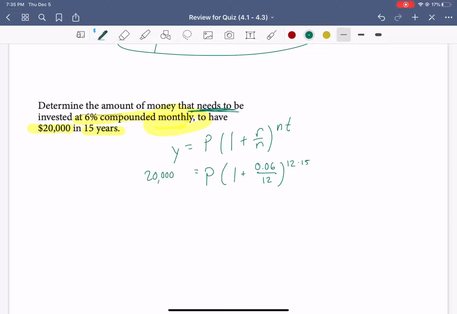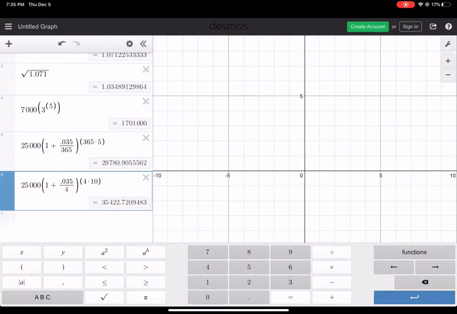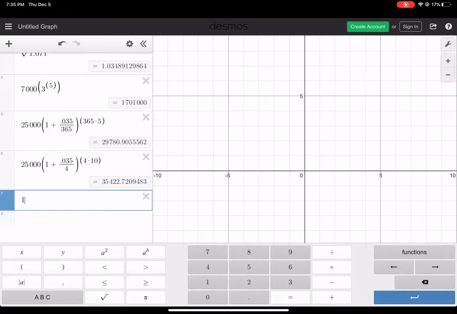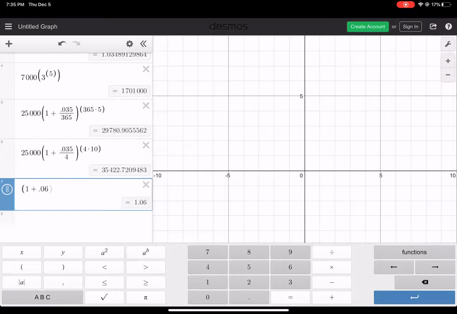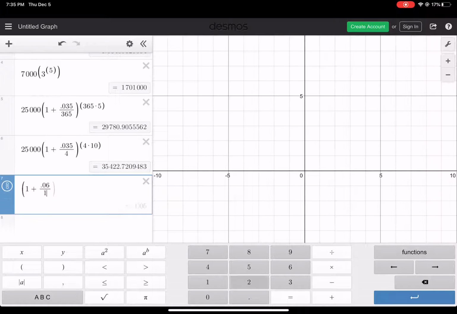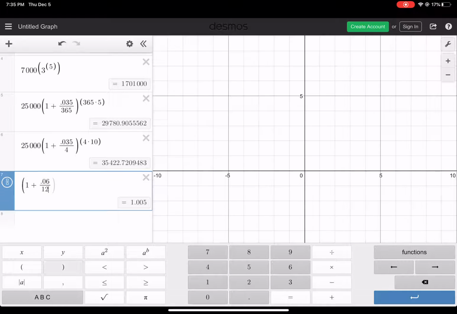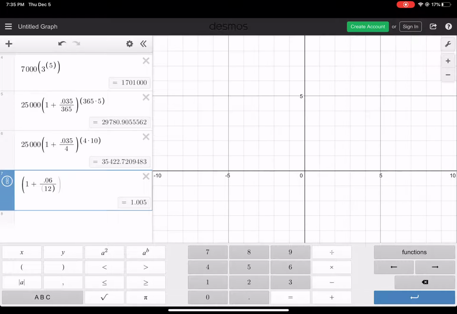So we have this set up. What we need to do is figure out what this part of the equation is equal to. So we're just going to plug only that part into the calculator. So we have 1 plus 6% divided by 12, because we're doing it monthly, raised to the power of 12 times 15 years.